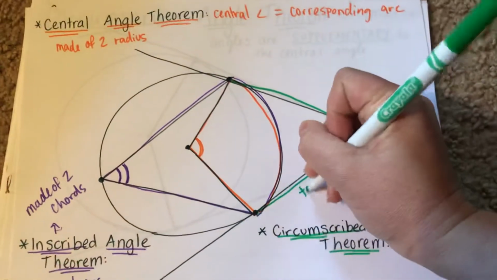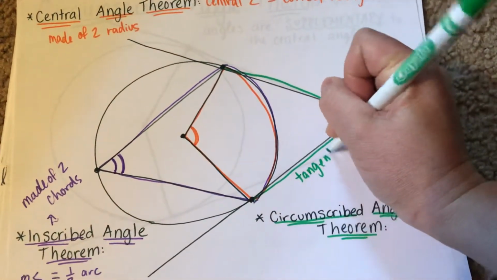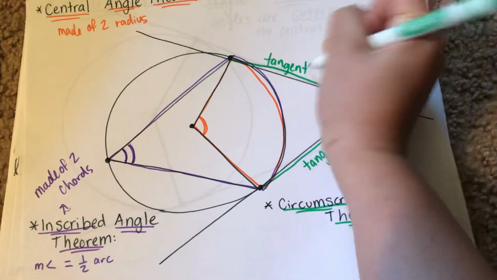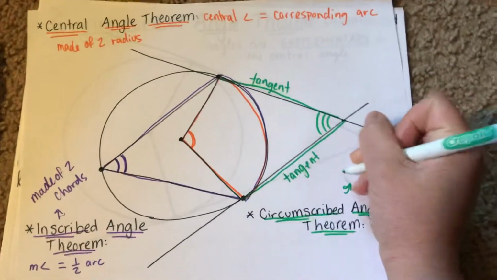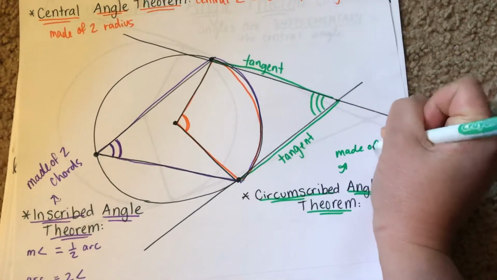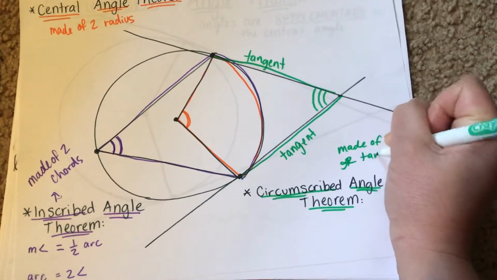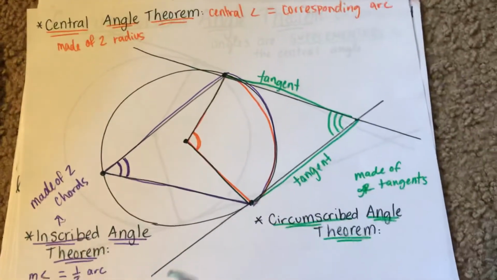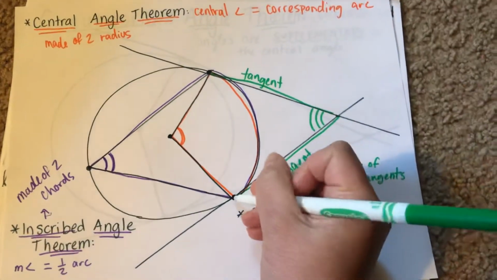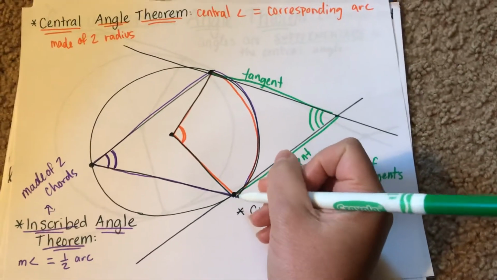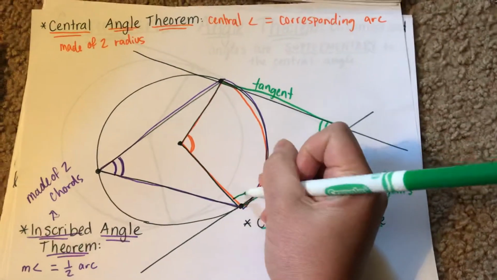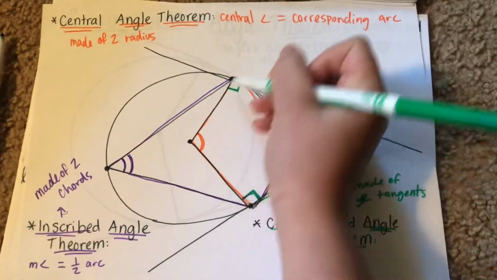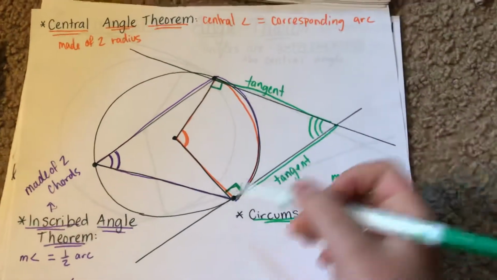These are what are called tangents. And what is a tangent? Great question. So I should write here: made of two tangent lines. A tangent line is a line that's on the outside of the circle, and it intersects with the circle exactly one time. And it's perpendicular. So both of these are perpendicular to a radius. So we have two tangent lines.